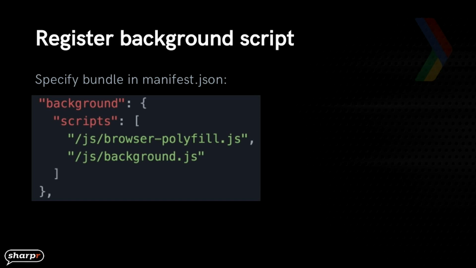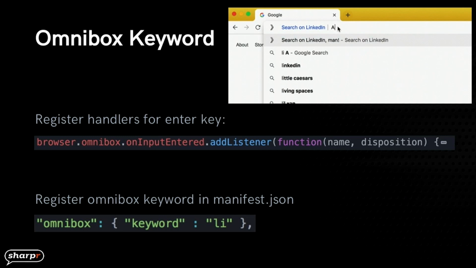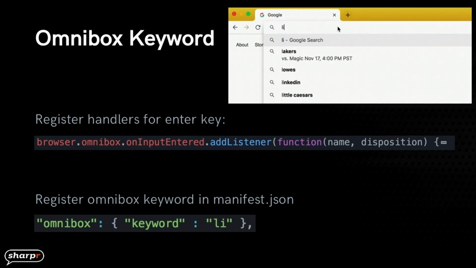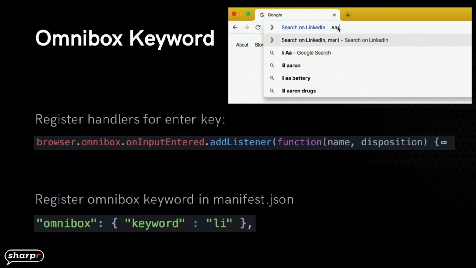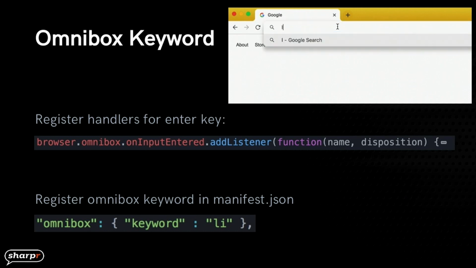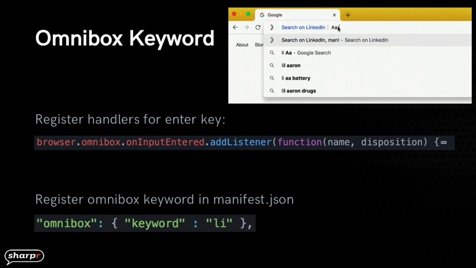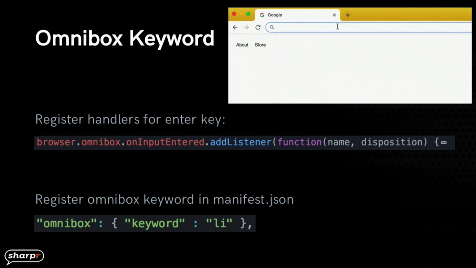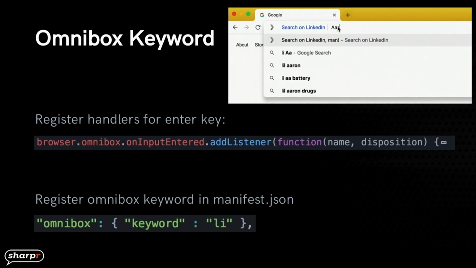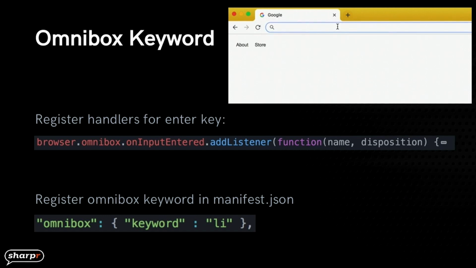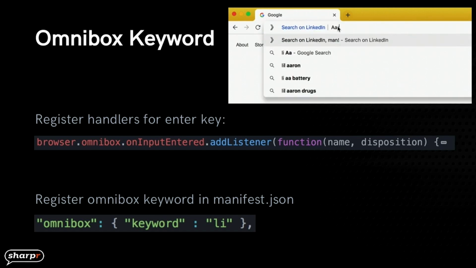So in the manifest JSON, the main thing you do with the background is you just register what scripts. So you see this first one is the browser Polyfill. That's from Mozilla. And then the background script that we register. And then for the Omnibox keyword, this is really simple because you have this thing called browser, and it has a property called Omnibox. And Omnibox has several events that you can register. One of them is on input entered. And you just add a listener, and all of a sudden you're listening. Every time somebody pushes li space, then you're listening to any key presses there. And you just register what keyword it is in the Omnibox key in the manifest JSON. So that down there in the manifest makes that listener fire after that keyword. Yes. And it appears that you can only register one.